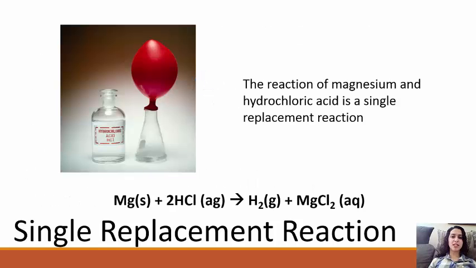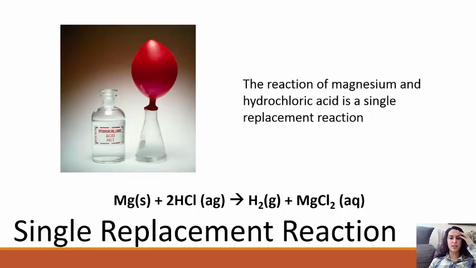An example that we have seen of this is the reaction between magnesium ribbon and hydrochloric acid. So when we react these two, magnesium kicks out the hydrogen part of hydrochloric acid, which will produce hydrogen gas and form magnesium chloride. And again, this is a balanced equation at the end, and all compounds are properly written out with the correct charges. That's a single replacement reaction.